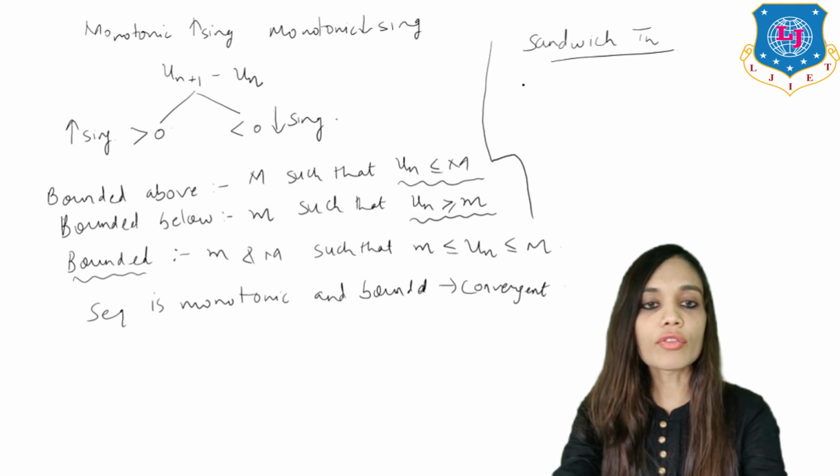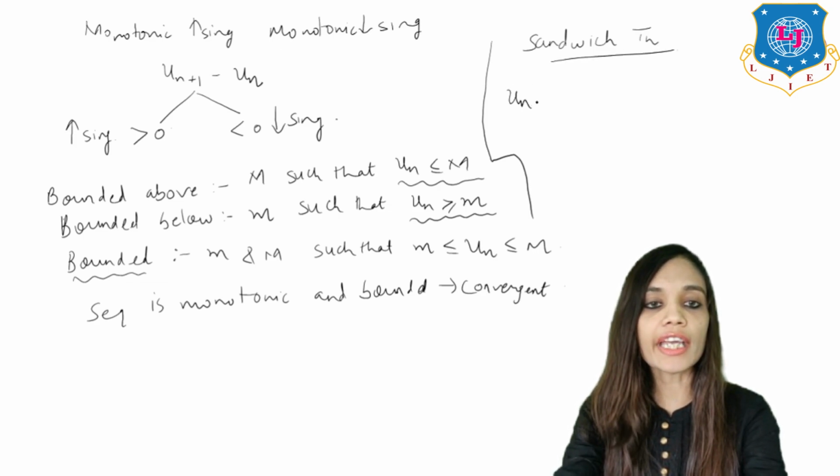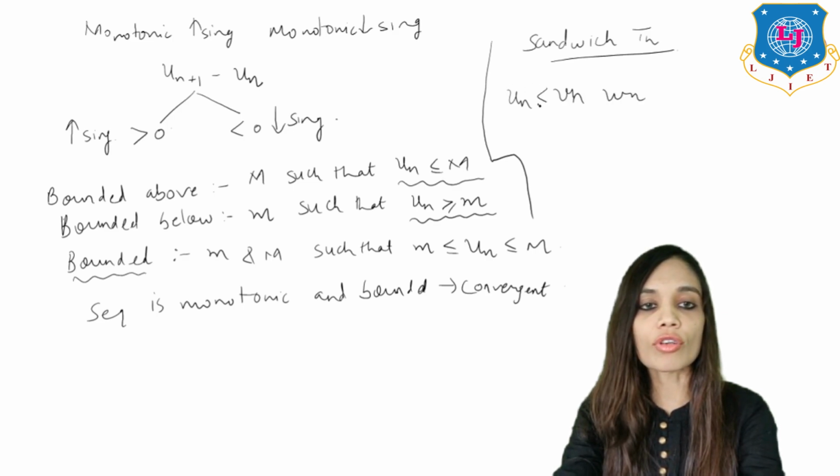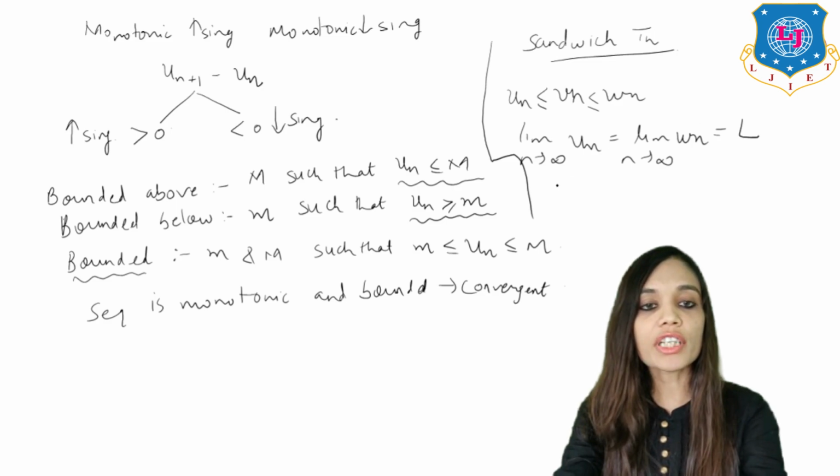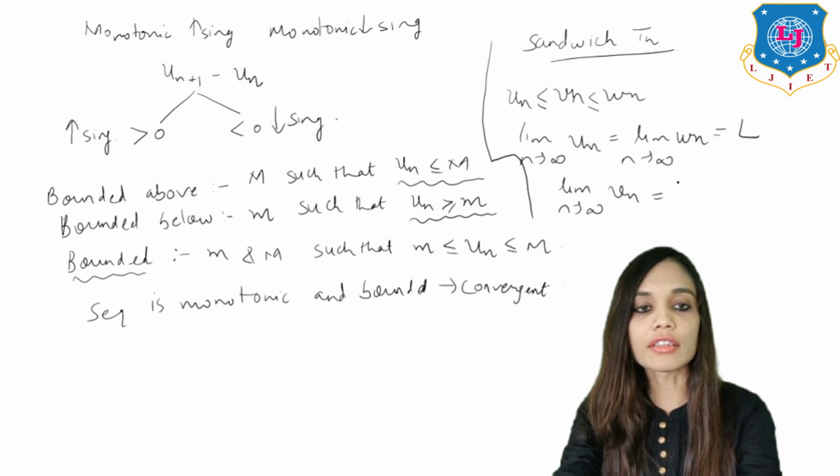Lastly, we have studied a most important theorem that is known as sandwich theorem. If we have three sequences un, vn and wn such that un less or equal to vn less or equals to wn, and if limit n tends to infinity un is equal to limit n tends to infinity wn is equal to L, then what we can say? Limit n tends to infinity vn is equal to L, right?